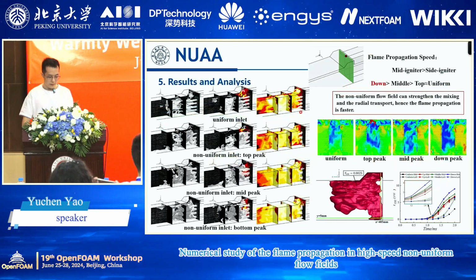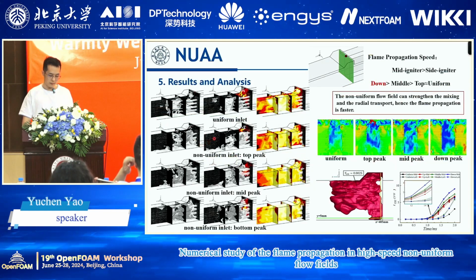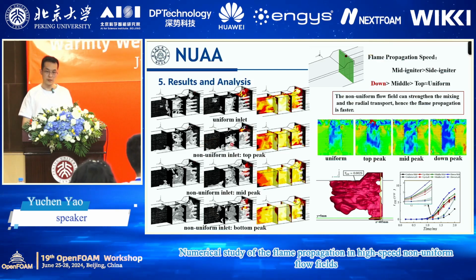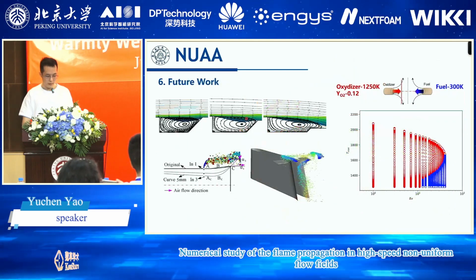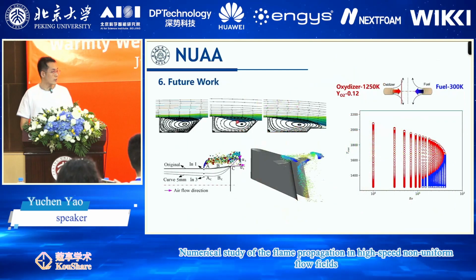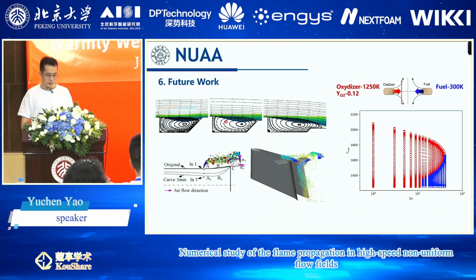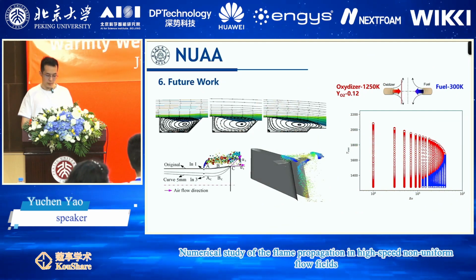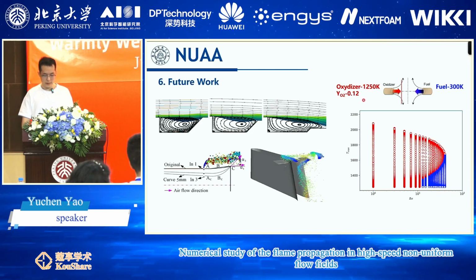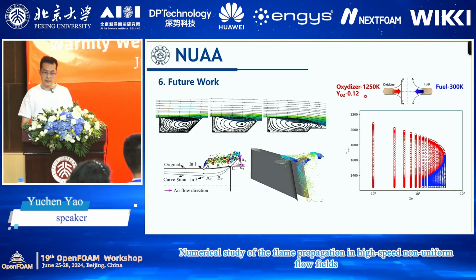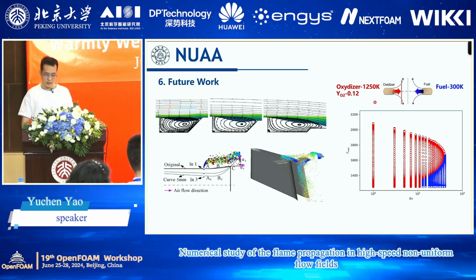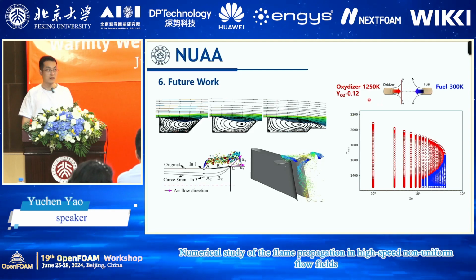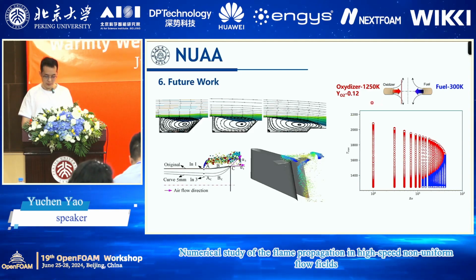So in conclusion, the non-uniform inlet condition is good for the flame propagation and the fuel and air mixing. In our future work, we want to try different structures and sets of nozzles to get a better performing stabilizer. And for the simulation, we may try the non-adiabatic and unsteady flamelet method to better model the energy deposition and the kernel development process.